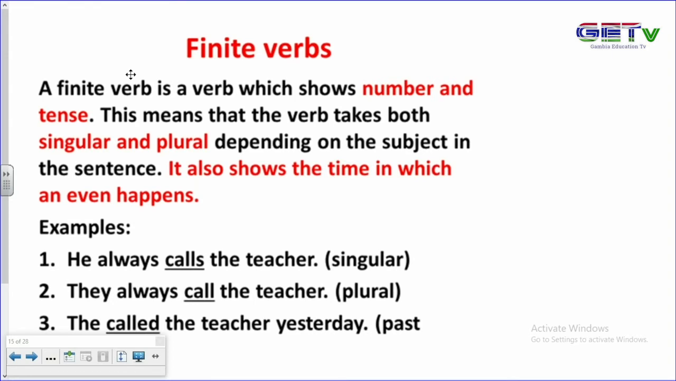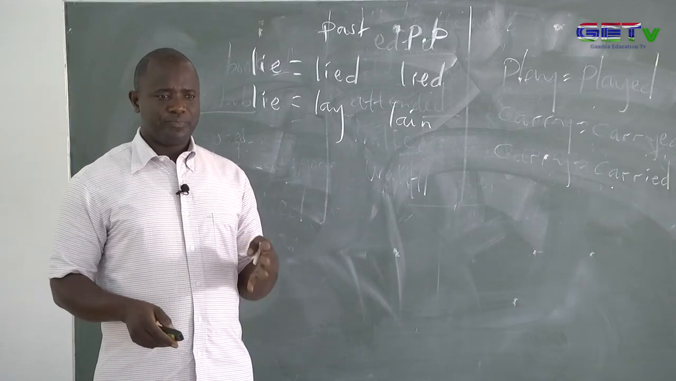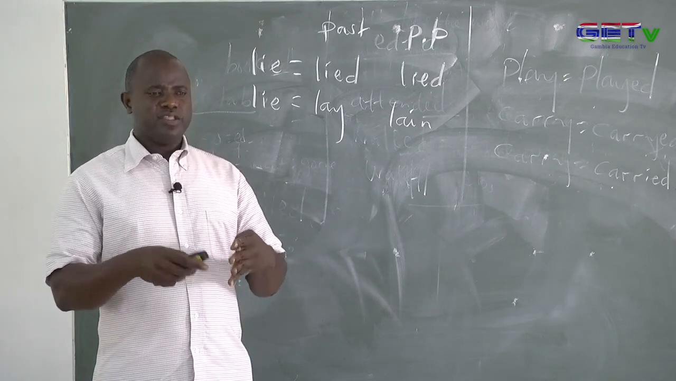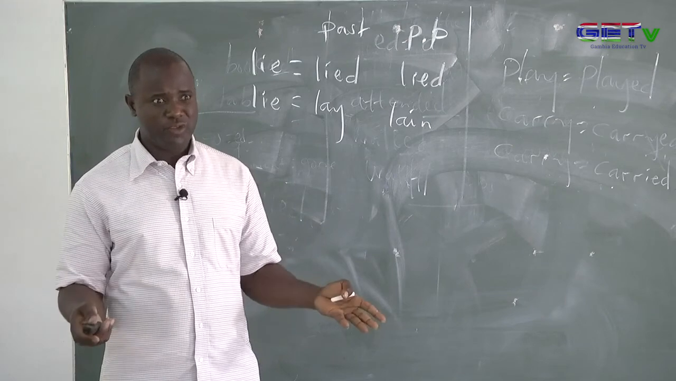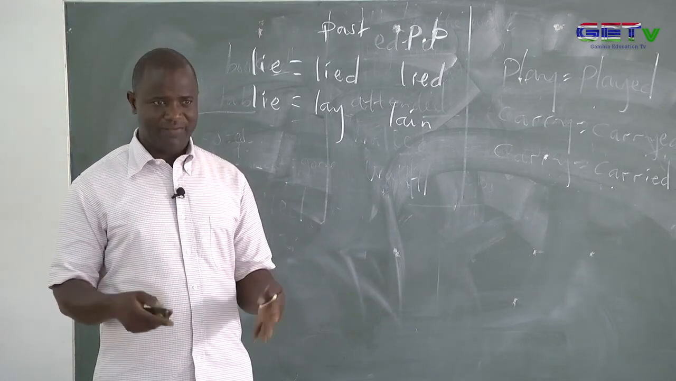This means that the verb takes both singular and plural depending on the subject in the sentence. This is because the subject always dictates the verb in writing and in speaking. That is, when the subject is singular, the verb must be singular, no matter what. Singular subject goes with singular verb. So we understand that finite verbs may be singular, may be plural, depending on the subject. It also shows the time in which an event happened.